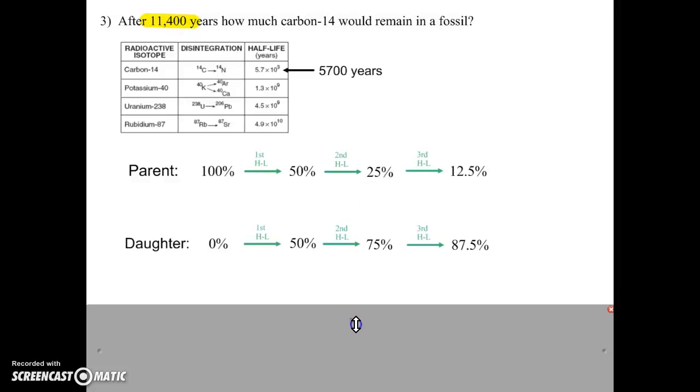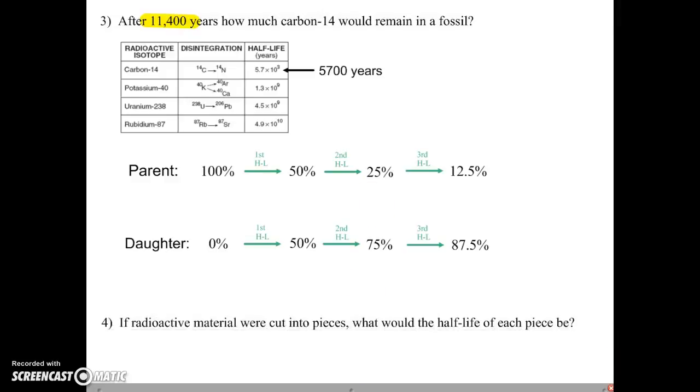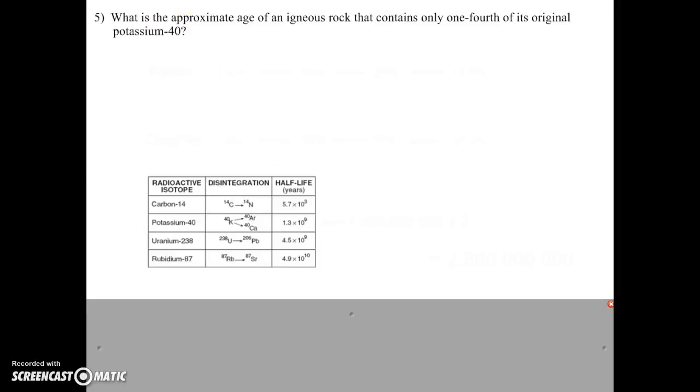All right, question 4. If radioactive material were cut into pieces, what would the half-life of each piece be? So do you remember what we talked about before? Right, half-life never changes. It doesn't matter if you cut it into pieces. It's going to be the same. Okay, let's look at 2 more questions.